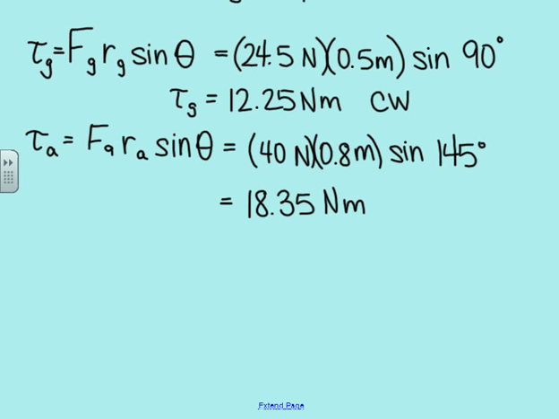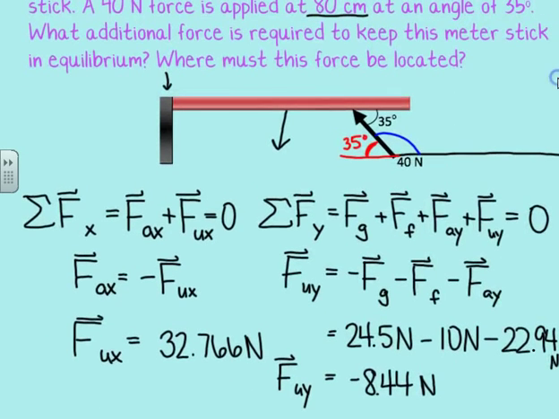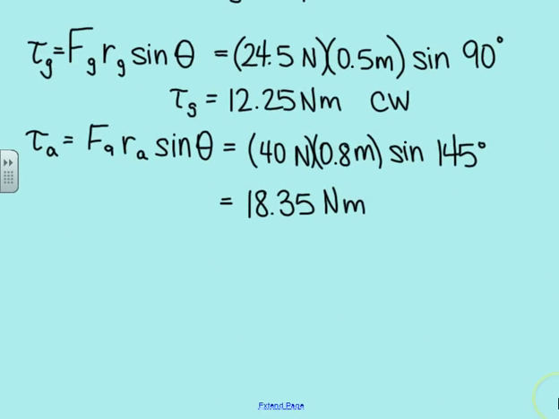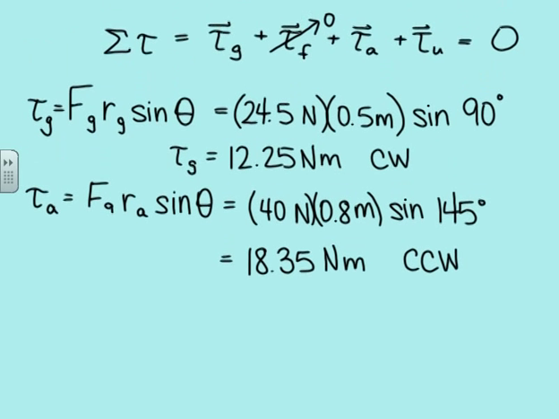Looking at the direction of that torque, this is pushing up on the rod. The rod cannot move on the left end, so this right end would move upward, causing a counterclockwise torque. Back up to my net torque equation, I see that these two torques added together must equal the unknown torque. Or another way of saying it is that the unknown torque has to be the negative torque of gravity minus the applied torque.